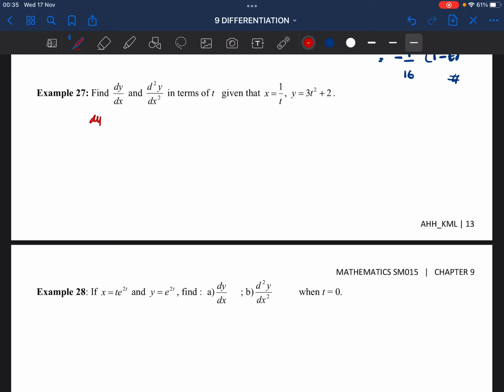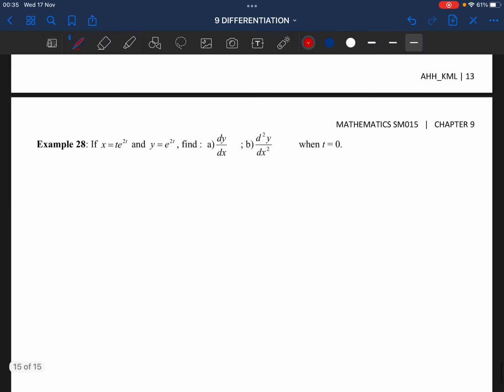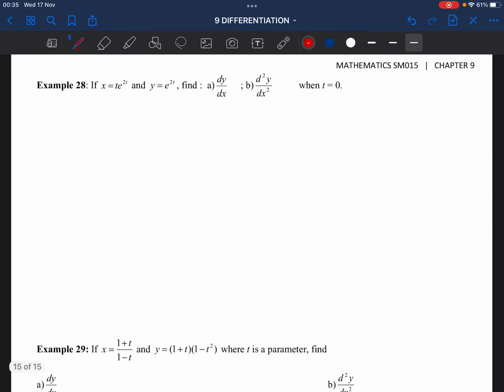So dy over dx is negative 6t cubed, and the second derivative is 18t^4. Okay, this is the last question that we are going to discuss. Example 20x plot 28. If x is equal to t e to t and y is equal to e to t, find the first derivative and second derivative when t is equal to 0.